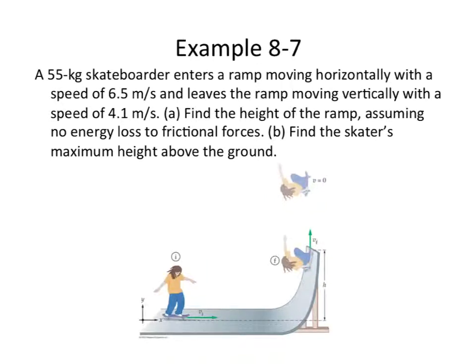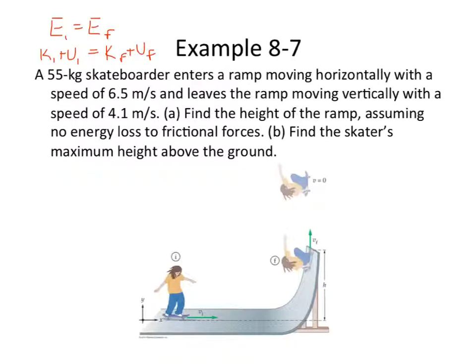This example with the skateboarder is another good example of conservation of energy. Now it's going to be sort of in two parts, as indicated by the A and the B right here. But remember, the conservation of energy is the assumption that all the energy initial is going to be equal to all the energy final. That's kinetic initial plus potential initial being equal to kinetic final plus potential final.